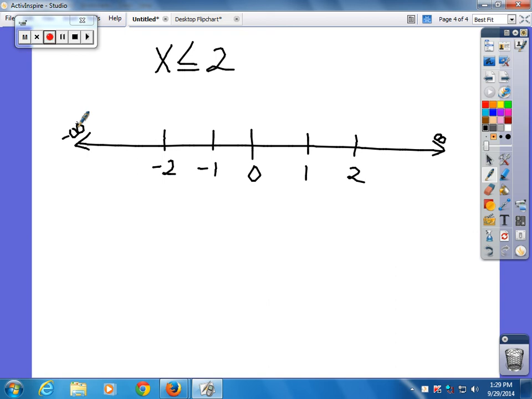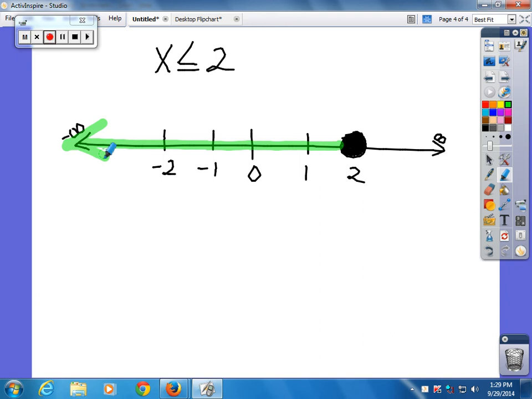Now, what kind of circle are we going to use? You said it a while ago. A closed circle on 2. So I draw a closed circle on 2. Now, what numbers are less than 2? Everything to the left. You take your shader or marker and highlight those numbers. That's how you graph your solution set.